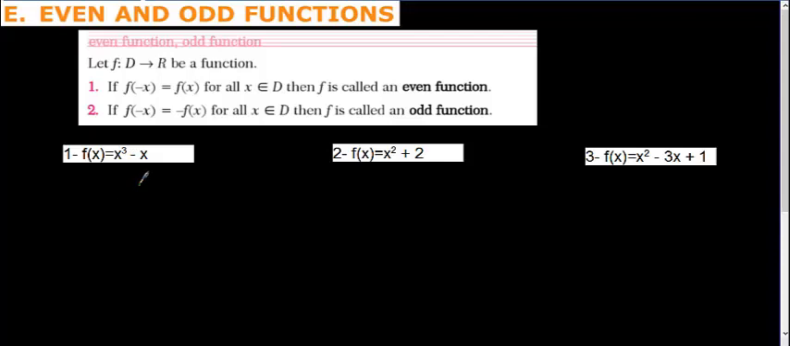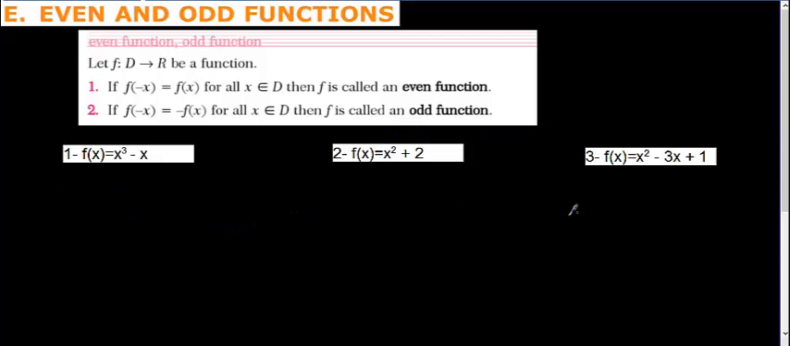Okay, now I'm going to explain even and odd functions. What is an even and odd function? Here is the even-odd test, I'm calling it. If f(minus x) is equal to f(x), then the function is even. If f(minus x) is equal to minus f(x), the function is called an odd function.